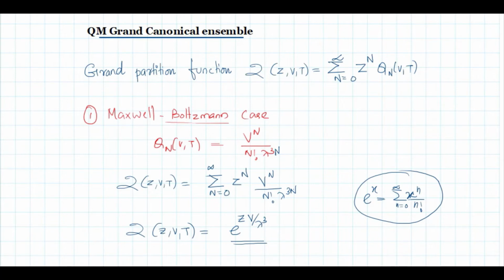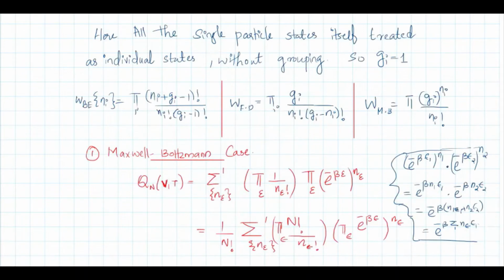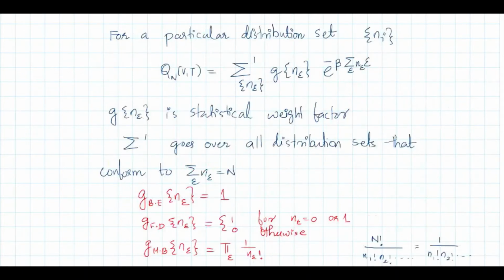So we will discuss now the quantum mechanical grand canonical ensemble. Here the idea is to find the grand partition function theta of z, V, T. This is the definition of the grand partition function: theta of z, V, T equals the sum over all the number of particles, sum over n, and sum over energies. The sum over energy you can replace with the Qn of V, T, because Qn of V, T by definition already contains the sum over all energy eigenvalues.